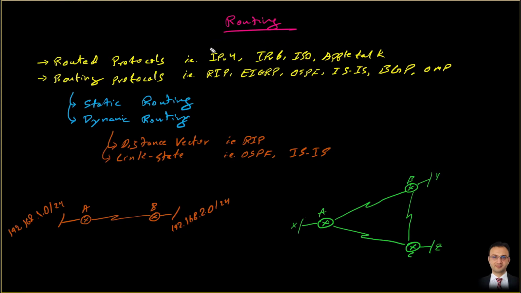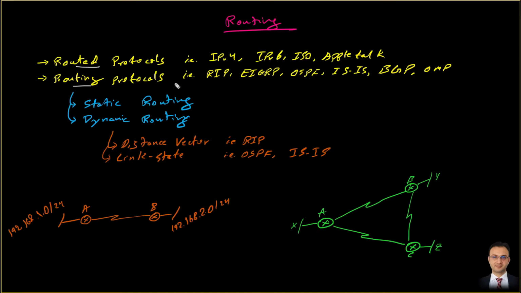Now from the perspective of the network layer in the OSI reference model, we have two types of protocols: routed protocols and routing protocols. Now what are routed protocols? IPv4, IPv6, ISO, AppleTalk, Banyan VINES, etc. These are actually routed protocols. These are actually logical addresses which have two portions, a network portion and a host portion, the name of the location and the house number. These are actually carried by the routing protocols from one location to another location.